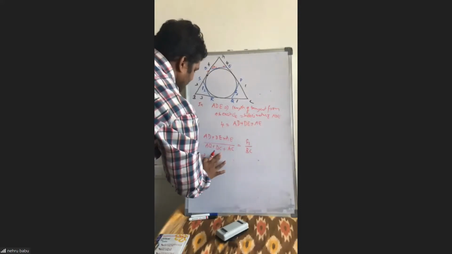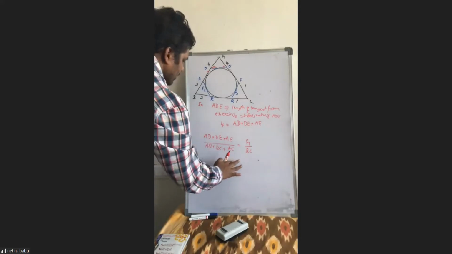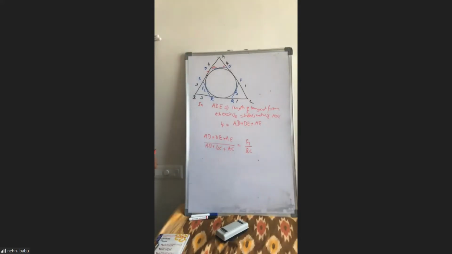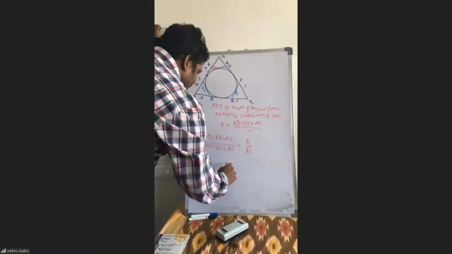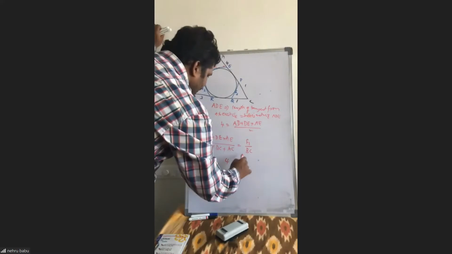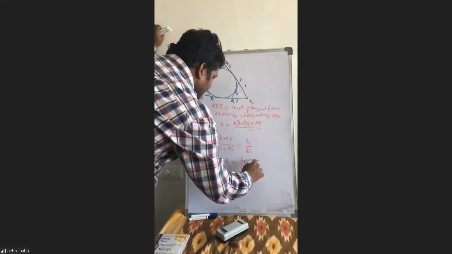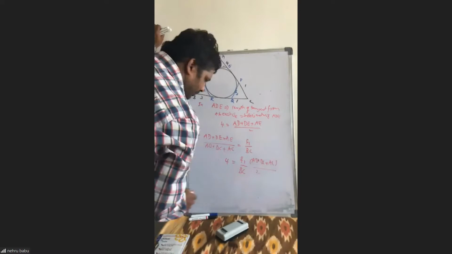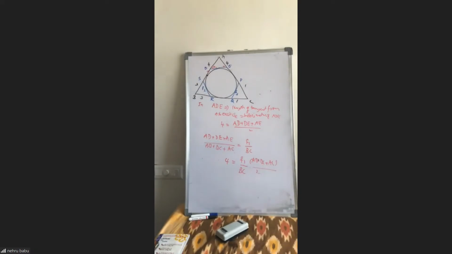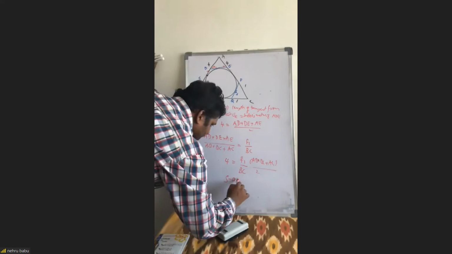So the above equation should be the semi-perimeter. Semi-perimeter, sir. It should be AD plus DE plus AE by 2. Yes, so if you apply that, what you are getting is 4 equal to F1 by BC into AB plus BC plus AC by 2. By 2, yes. In a general triangle, that LHS will be S minus A, BC will be A, and that result will be S.